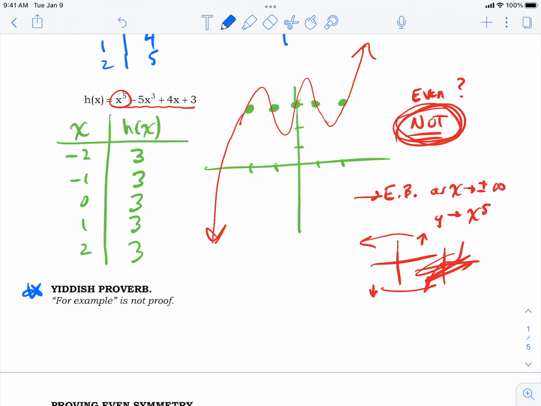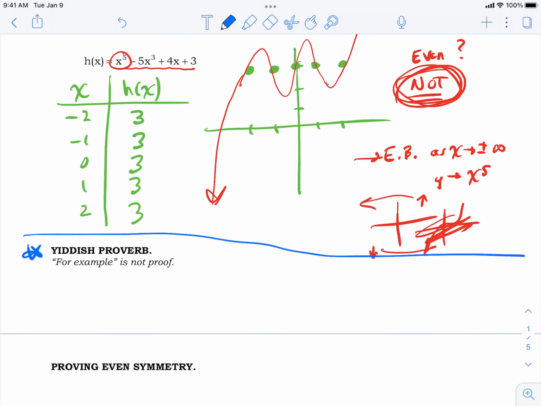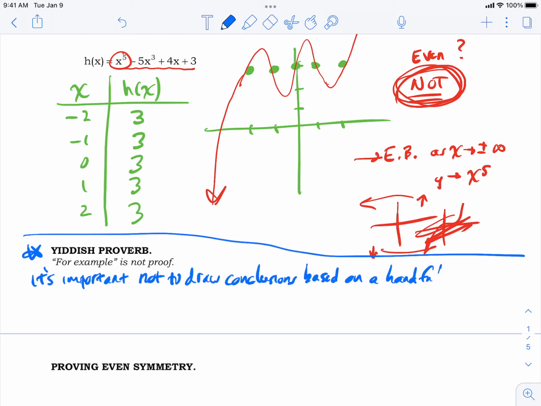Now, I like this Yiddish proverb. I found this in a book of aphorisms. It says, "For example is not proof." In other words, it's very important not to draw conclusions based on only a handful of points. And that's the danger that you might fall into.